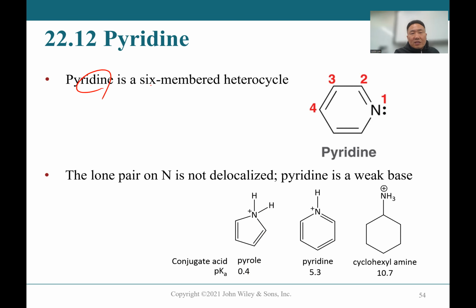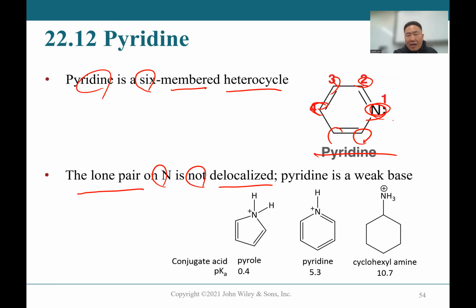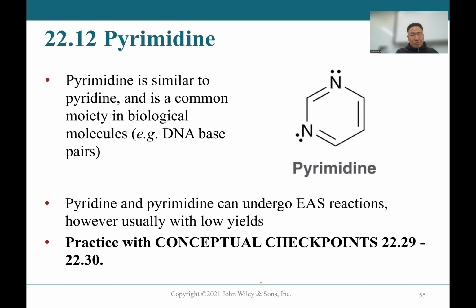Pyridine is a 6-membered heterocycle. 1, 2, 3, 4, 5, 6, and then the heteroatom. That's pyridine. The lone pair on nitrogen is not delocalized, this one. So pyridine is a weak base. The pKa is 5.3, a weak base.